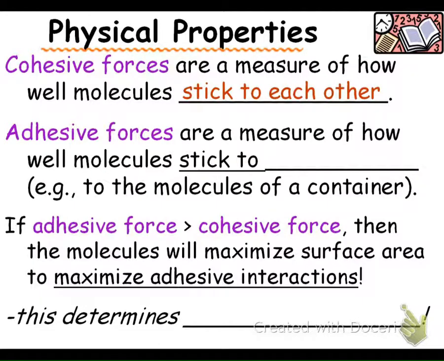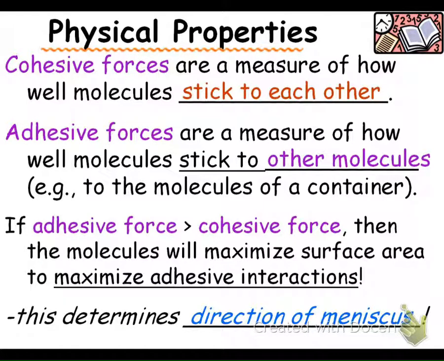So cohesive forces, just a reminder, are a measure of how well molecules stick to each other. So cohesion in water is just how well molecules stick to another water molecule. And then adhesive forces are a measure of how well molecules stick to other molecules. So essentially water to the side of a container or water to the xylem in a plant so that it can wick its way up and get to the leaves so that photosynthesis can happen. If adhesive forces are greater than cohesive forces, then the molecules will maximize the surface tension. So the maximum adhesive interactions will be had.